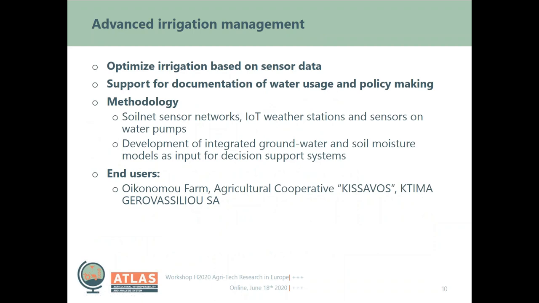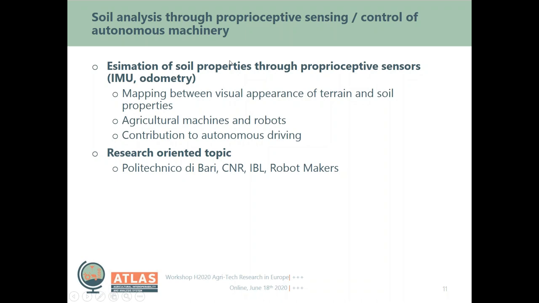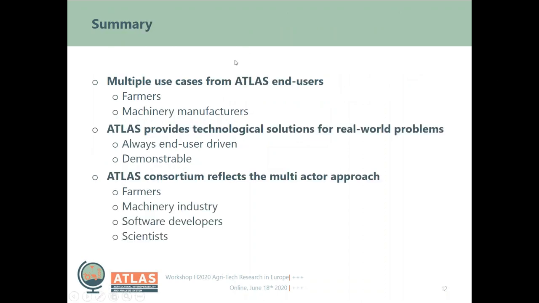Irrigation management, very important, especially for Southern European countries, but also emerging here in Germany. Sensor-driven irrigation, documentation, measurement, all these kind of things. Soil analysis through proprioceptive sensing, one means for machine control, one use case driven by our research partners, also important for robotics. So, multiple use cases provide technological solutions for real-world problems, and the consortium reflects the multi-actor approach. That's it. Thank you.